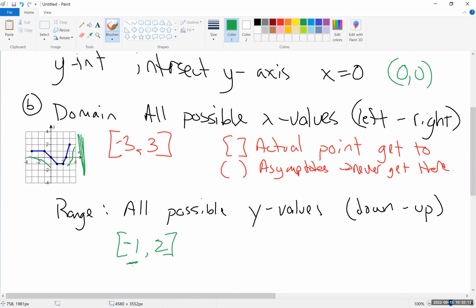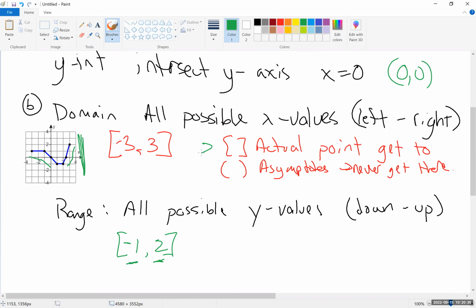Sorry, we had a question here, and okay, great. We'll go over that question, Nick, for sure. And then the highest y value is 2. So our range, and both of them are actual points that we can get to, so it's going to be brackets on each.